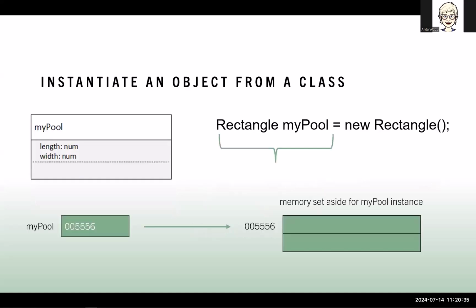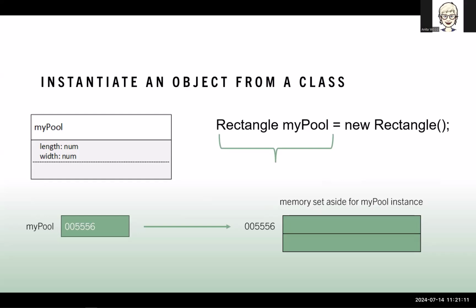From our previous discussion on variables, we know that when you declare a variable, you're setting up space in memory which is going to hold the value of that variable. The same thing happens here. Memory will be set aside for the variable myPool, but it doesn't contain a single value. Think about this a minute. The memory location cannot contain just a value of the instance myPool. myPool has in it the attributes length and width, as well as the setters, getters, and calculate area methods.